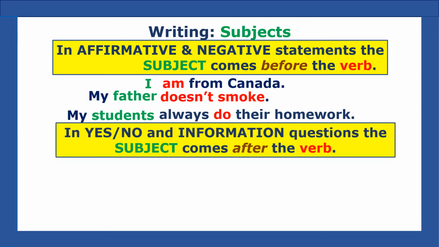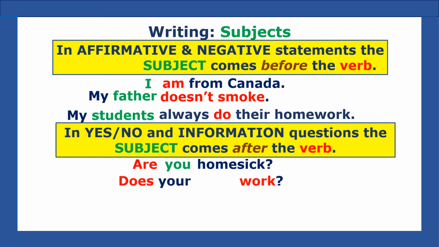In yes/no questions and information questions, the subject comes after the verb. "Are sick, homesick." What's the verb? Are. And it's number 1. Because this is a yes/no question, we put the subject after the verb. Are you homesick? You is the subject.